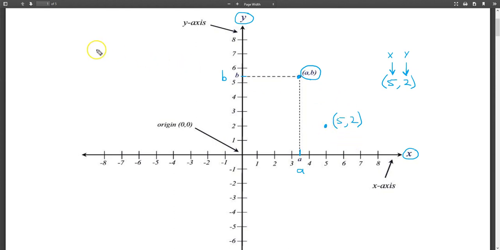If you wanted to represent the point -3, -2, the -3 you'd move over on the x-axis to -3, and then you'd move down to -2 on the y-axis, and right about there would be the point -3, -2. Alright, so that's what we call the Cartesian plane, and that's how we represent points graphically on the Cartesian plane.